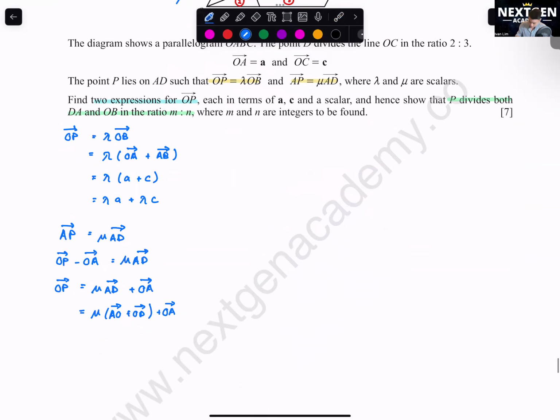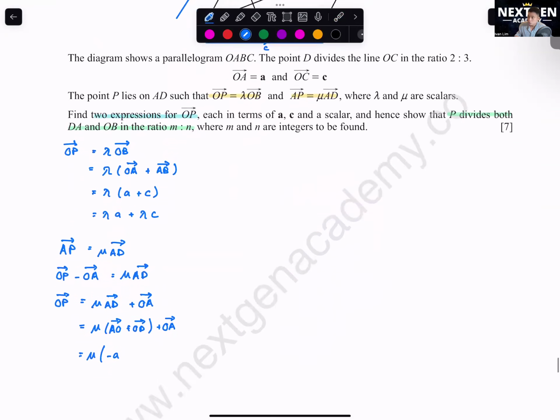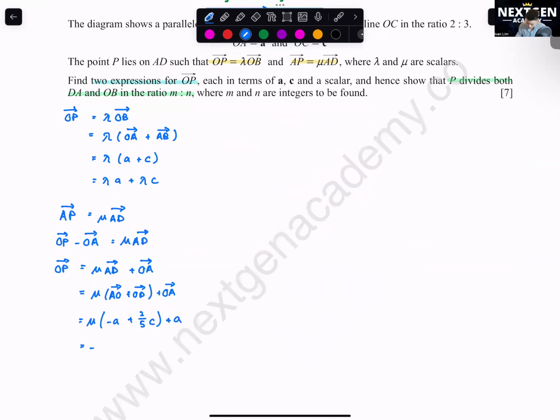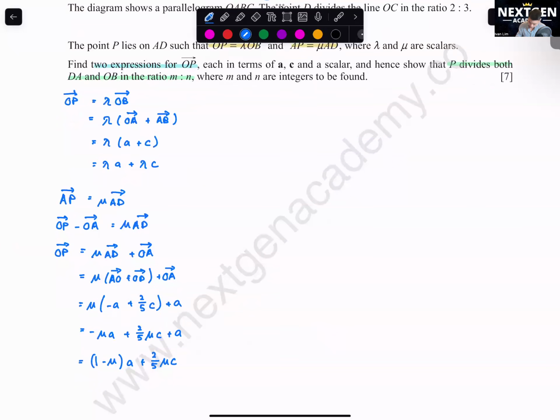AO is negative A. OD, 2/5C. OA is A. Okay, let's simplify this. Minus mu A plus 2/5 mu C plus A. Bring the A together, so it becomes 1 minus mu A plus 2/5 mu C. So this is another OP.